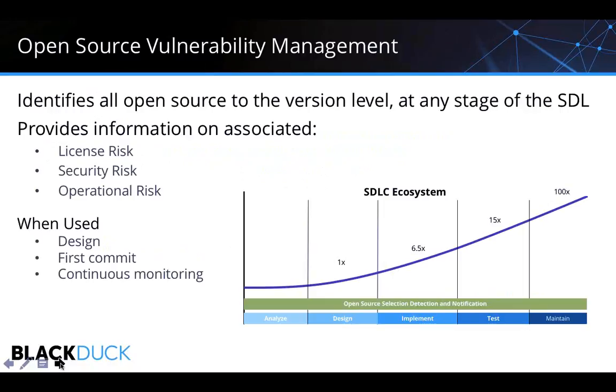We'll surface security risk. So have there been security vulnerabilities reported against that version of the component, either publicly or privately? And the third metric that we focus on is operational risk. It's really a metric about how well supported that open source community is.